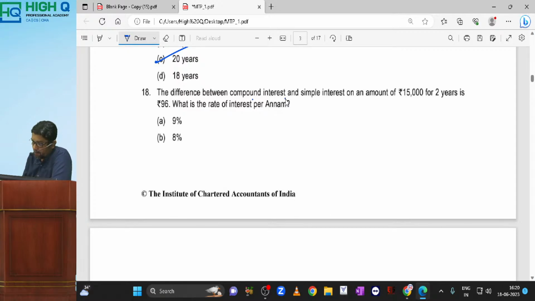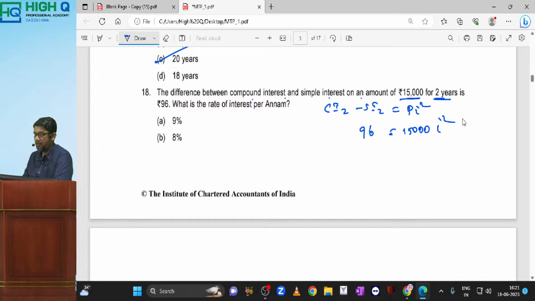The difference between compound interest and simple interest on 15,000 rupees for 2 years. The difference for 2 years is P r squared, which is given as 96. Principal is given as 15,000. We need to find the rate of interest, so let me take it as r squared. 96 divided by 15,000, and its square root, is 0.08. That means 8%. Answer is 8%.